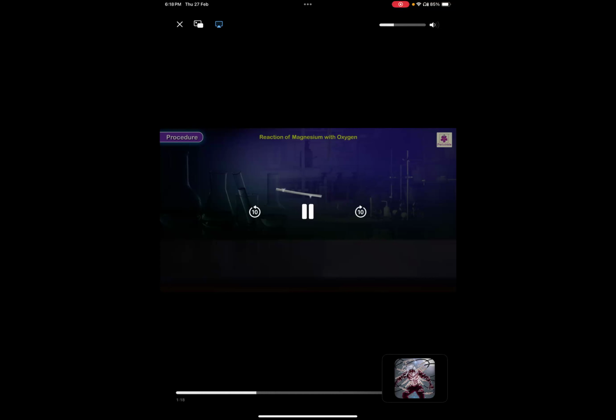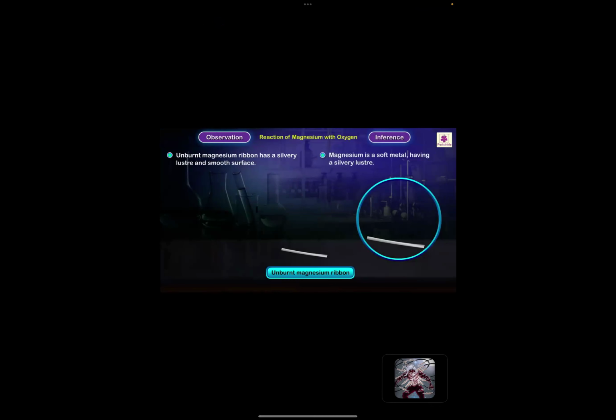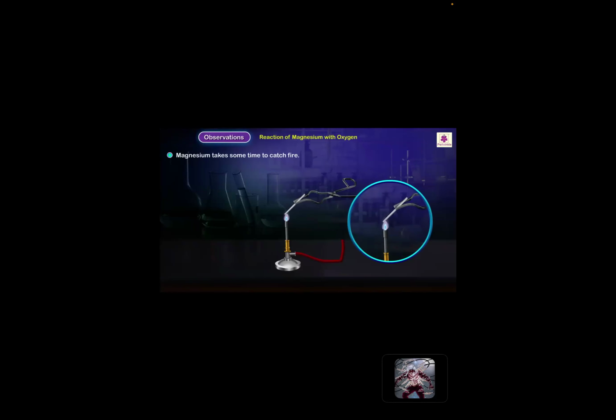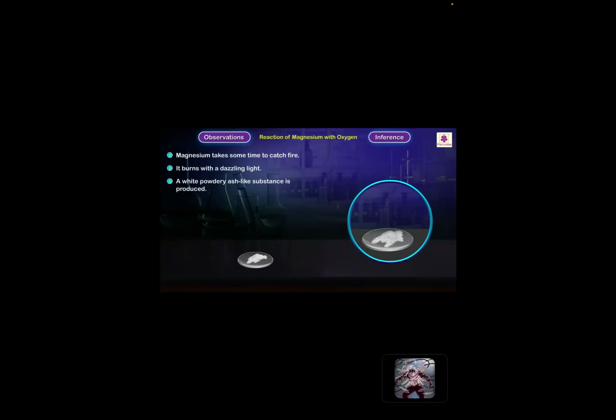The ribbon is cleaned till it gets a shiny silvery color. So this is unburnt magnesium ribbon. That is, we have taken a small piece of magnesium ribbon. This is a metal and it gives a silvery luster. Then what we will do? We will hold it with the help of this tong, which you will use in the lab, and we will burn it. Then after some time we will observe that after catching fire, it burns with this dazzling light. Remember this characteristic: magnesium burns with dazzling light and it forms this powdery ash-like substance.